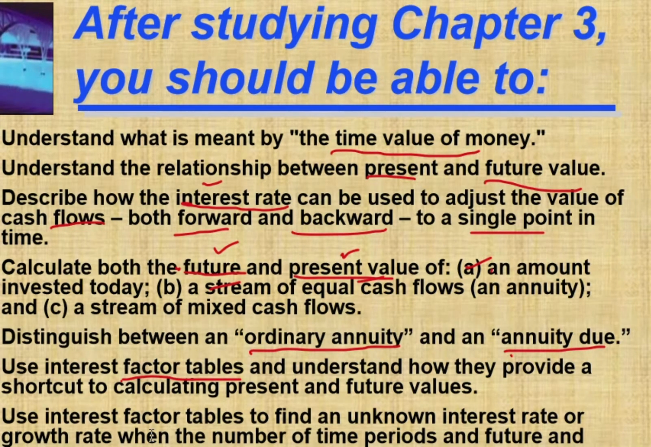And use the interest factor tables to find an unknown interest rate. For example, they don't give any interest rate, but they give future values and present values. Then we have to find out the interest rates. Okay.